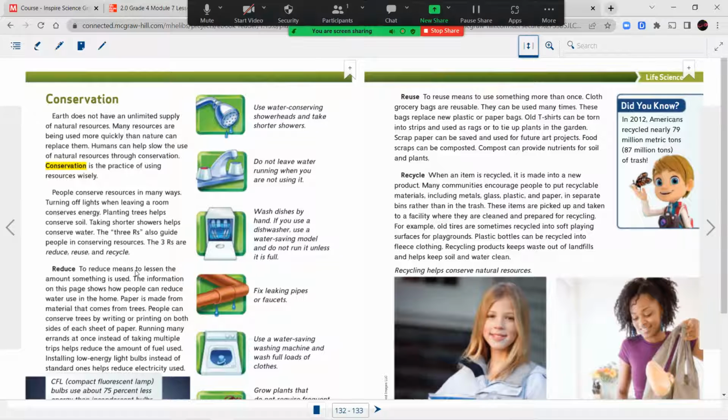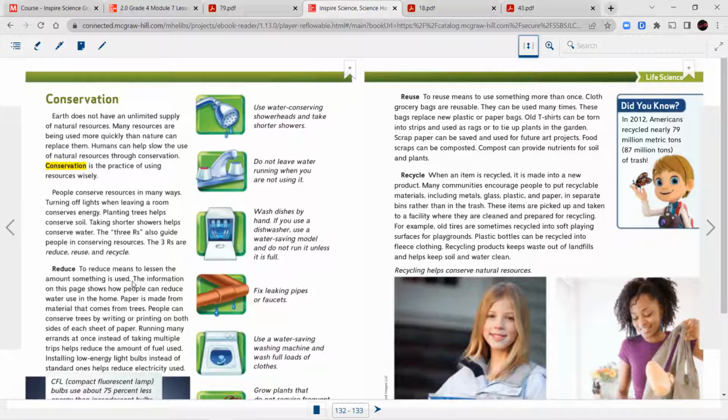Reduce. Reduce means to lessen the amount of something that is used. The information on this page shows how people can reduce water use in their home. Paper is made from materials that come from trees. People can conserve trees by writing or printing on both sides of each sheet of paper.